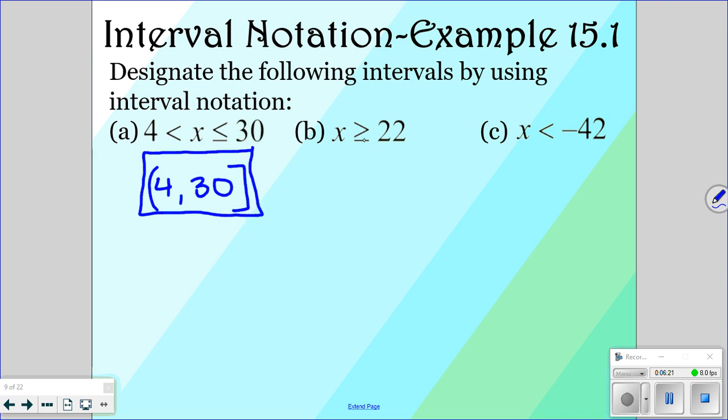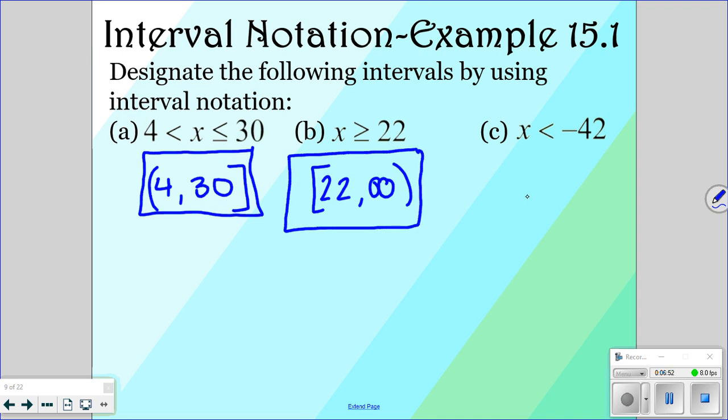For B, we are going from 22 to what number? They only give us 22, but what is the other number that we're going to? X is greater than 22, so we're going to go from 22 to positive infinity. Now, it does include 22 because it's or equal to, so we do a bracket. But with infinity, we never do brackets. We always do parentheses. So that would be your answer for B.